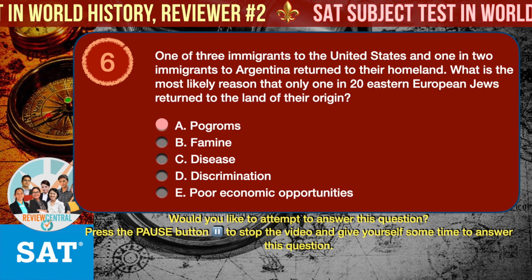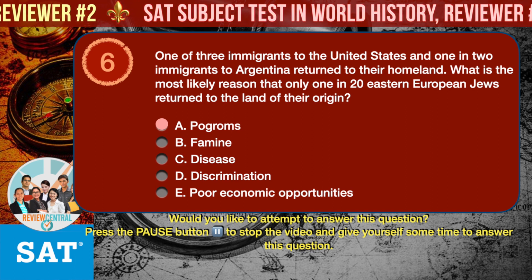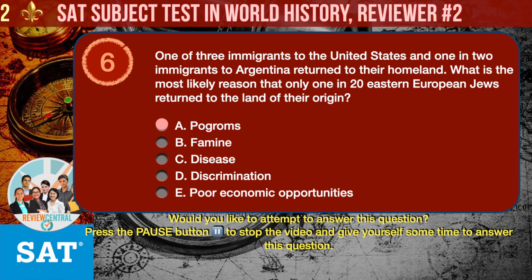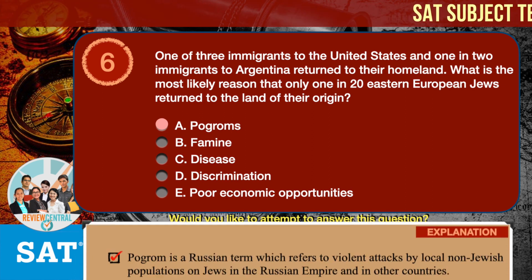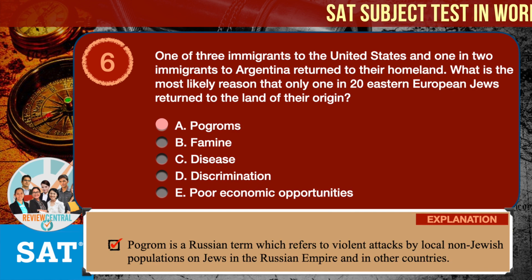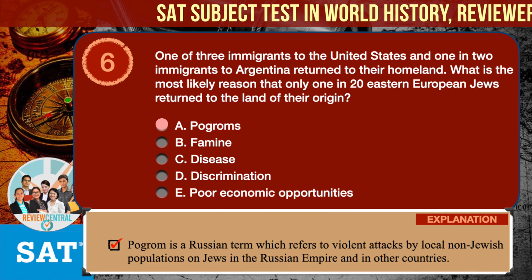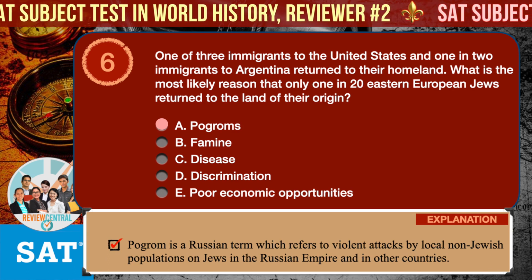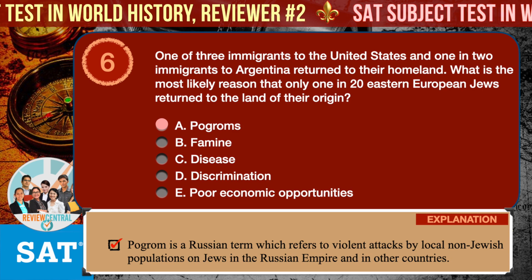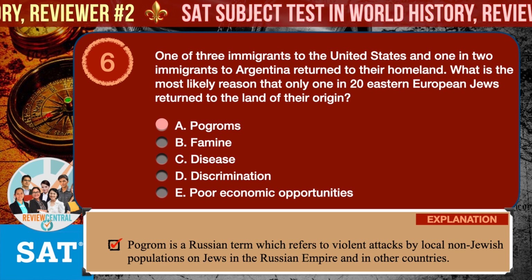The correct answer is A. While all of the answer choices provide reasons Jews did not return to Eastern Europe, the correct answer is A. Pogroms, which were organized persecutions or massacres beginning in the late 19th century. Pogrom is a Russian word meaning to wreak havoc, to demolish violently. Historically, the term refers to violent attacks by local non-Jewish populations on Jews in the Russian Empire and in other countries. The first such incident to be labeled a pogrom is believed to be anti-Jewish rioting in Odessa in 1821.